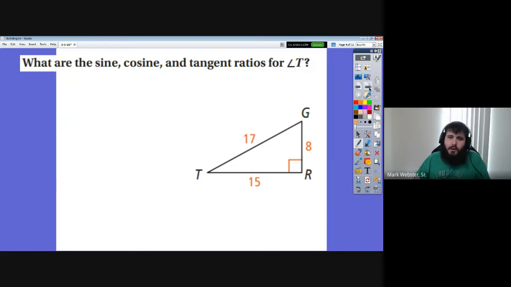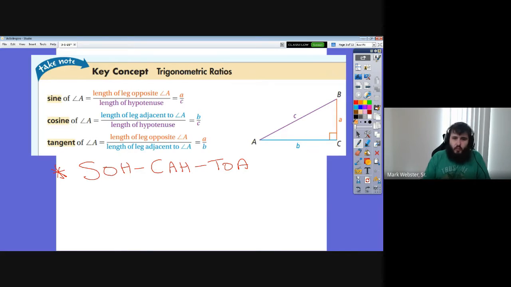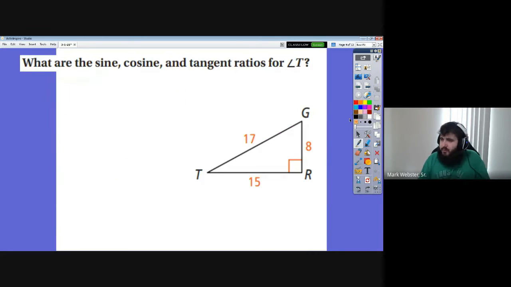So here what we're going to want to do is find the value of the sine, the cosine, and the tangent ratios for angle T. So the first thing I want to do before I do anything else is make sure, because this was written from the perspective of angle A, right? So the opposite side's over here, the adjacent side's over here, and the hypotenuse side is over here. I want to make sure that this triangle looks exactly the same.